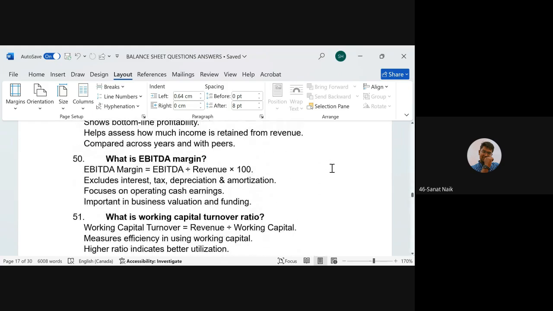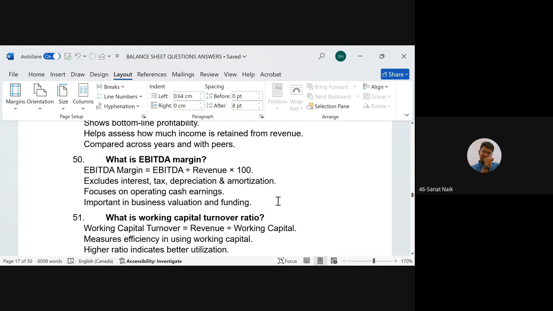In the second line, it says excluding interest, taxes, depreciation, and amortization, right? So it must be including, isn't it? EBIT will include interest, tax, depreciation, and amortization value, right? Now let us search in another place and see what that one is telling. So from that we can make out.